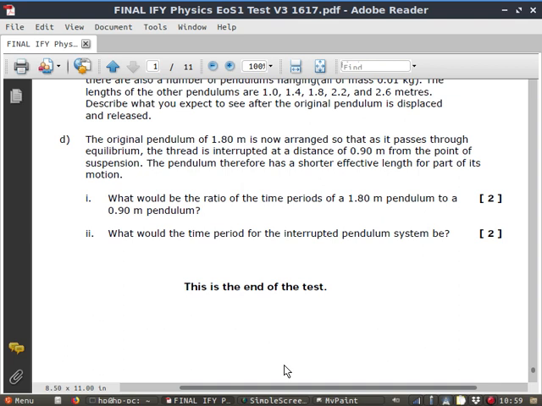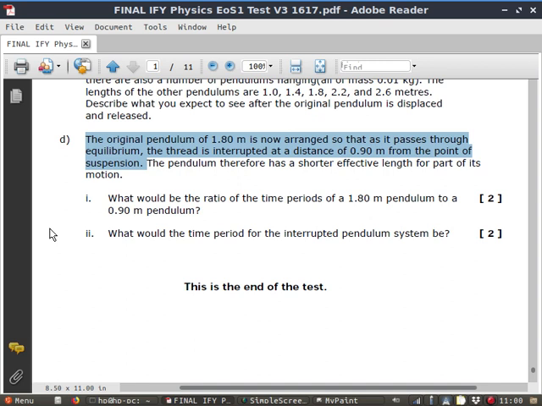Yeah, actually when I looked at it, I thought it was like here. Who wrote this? Yeah. Go to jail. He's just messing with them. When I first read it, the thread is interrupted at a distance of 0.9. I had no idea what he wanted. Yeah, I thought that was from the equilibrium, which didn't make sense because the amplitude is only 0.1. Yeah, D here is badly written.